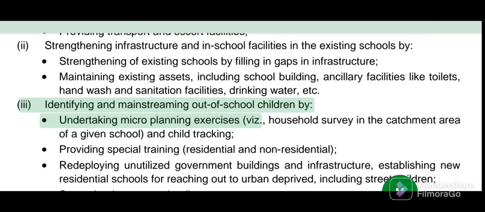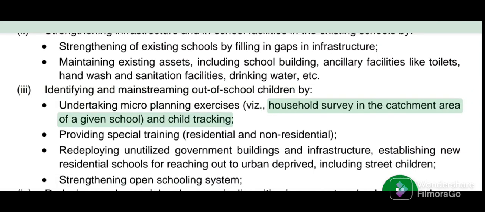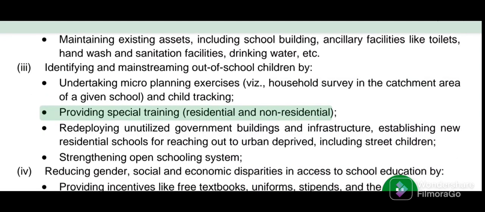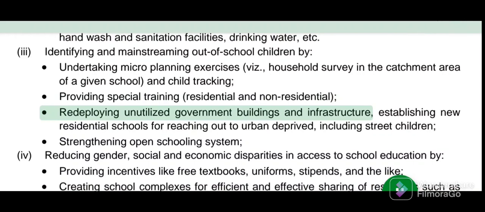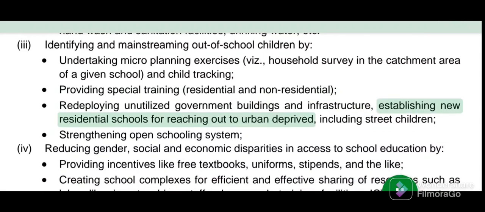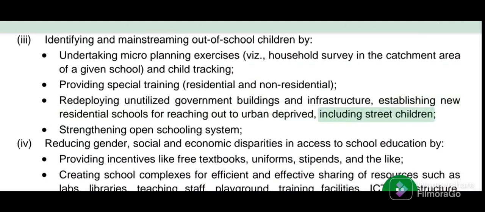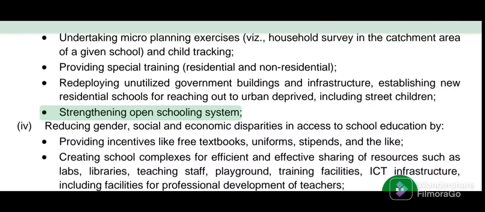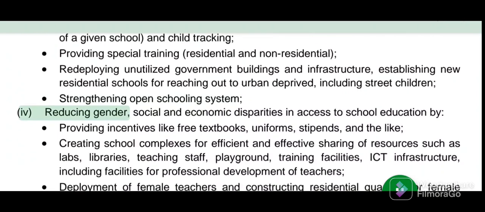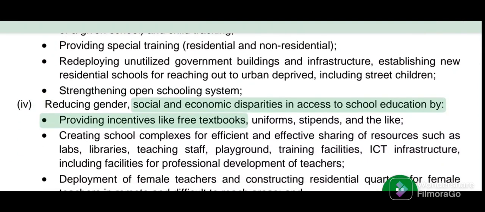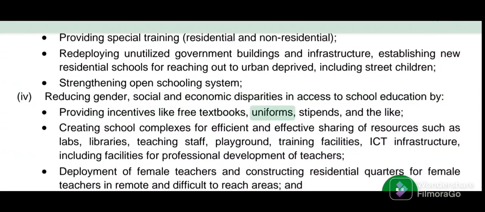III. Identifying and mainstreaming out-of-school children by undertaking micro-planning exercises with household survey in the catchment area of a given school and child tracking. Providing special training, residential and non-residential. Redeploying unutilized government buildings and infrastructure, establishing new residential schools for reaching out to urban deprived, including street children. Strengthening open schooling system. IV. Reducing gender, social and economic disparities in access to school education by providing incentives like free textbooks, uniforms, stipends, and the like.